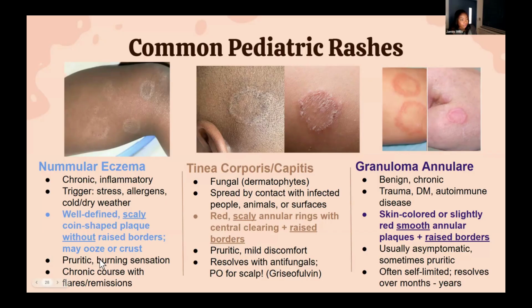For the treatment, similar to the atopic dermatitis, and then for this one, if it's tinea capitis, you want to prescribe PO because you want it to be able to penetrate the follicles. So not just the topical for the skin, but you want griseofulvin or something PO. And then for granuloma annulare, it's self-limiting, but it can take a long time to go. It can last for months to years.